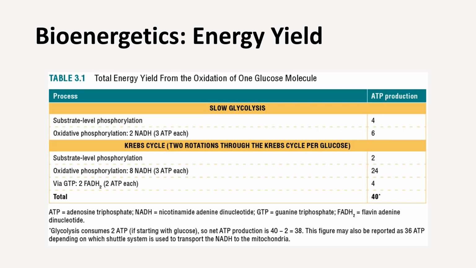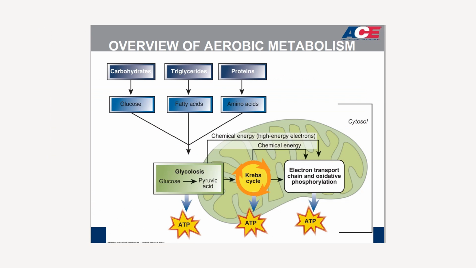It's important to note that this represents the theoretical maximum ATP yield from aerobic metabolism. In reality, factors such as mitochondrial efficiency, proton leak, and other considerations may reduce the actual ATP yield. So this just gives you a simplistic overview of aerobic metabolism and the output associated with it.